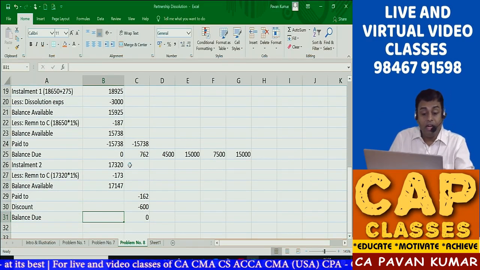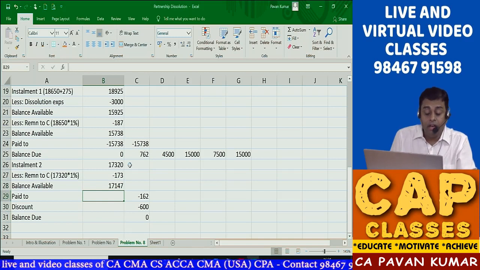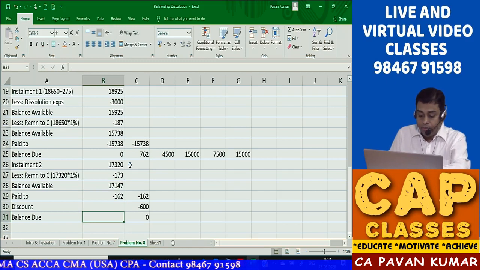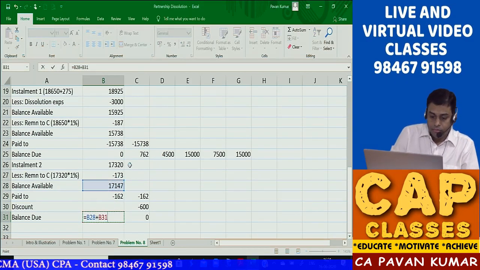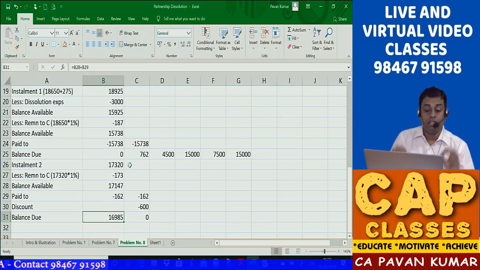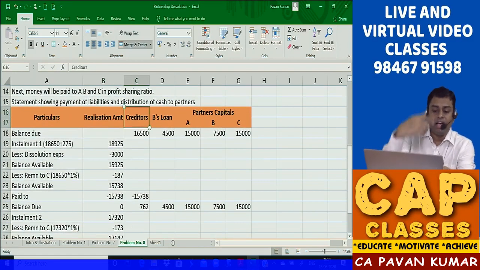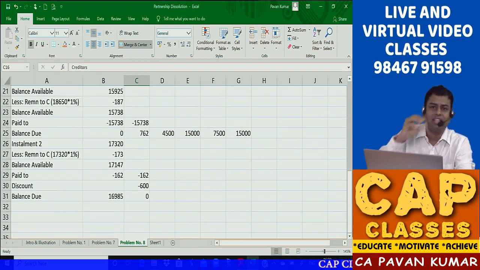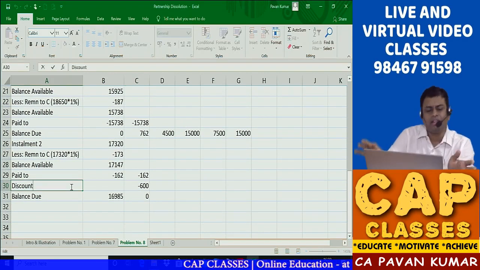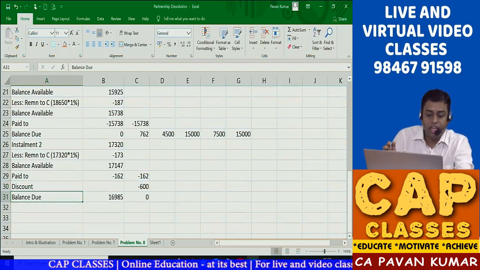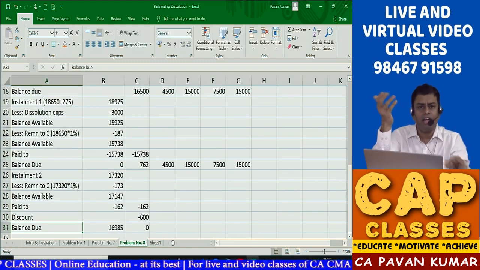Now balance available here is out of 17,147. You paid 162. The balance available is 16,985 rupees still in your hand. Now look here. The creditors are over. Creditors have given 600 rupees discount. What is the accounting treatment of this discount? Nothing. That is realization profit or loss. So you don't need to think about it. That will be taken to P&L or to the realization account.